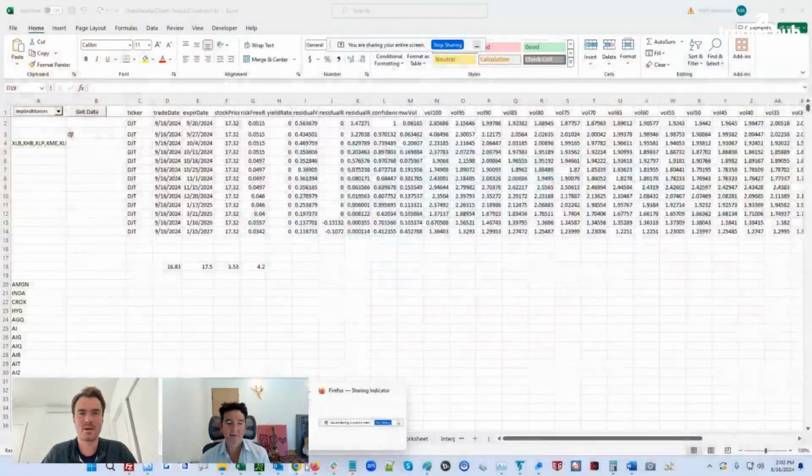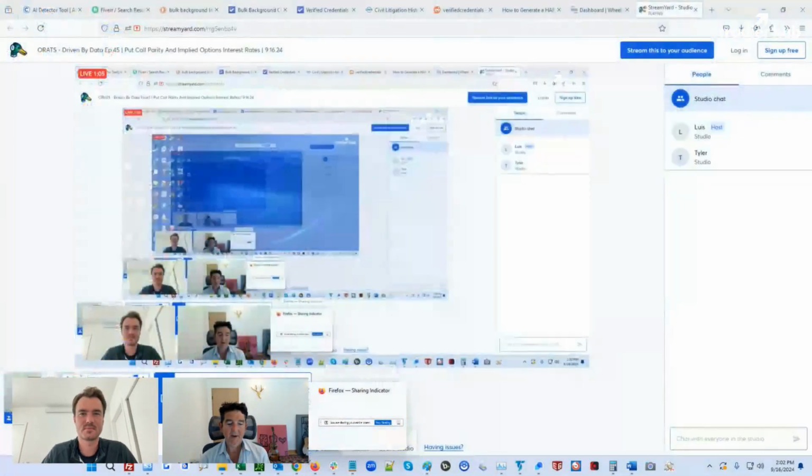Today on the show, we're going to talk about put-call parity, interest rates, and many more of the inputs ORATS uses in our put-call parity calculation. Matt, do you want to share your screen and get us started by going over our current positions? Absolutely.